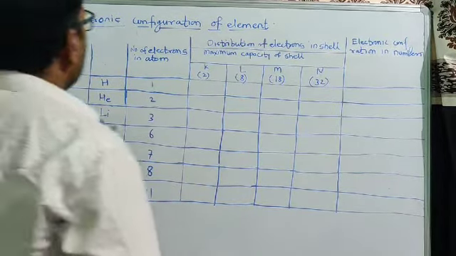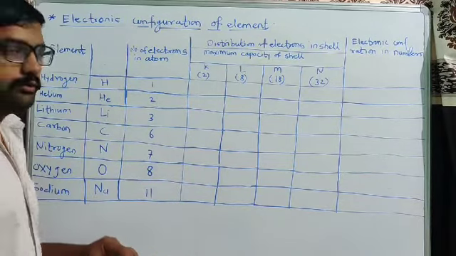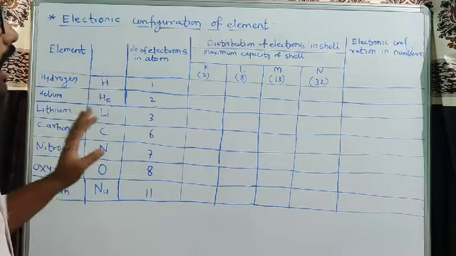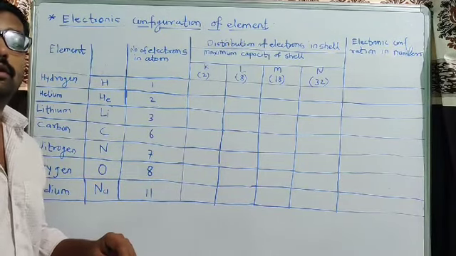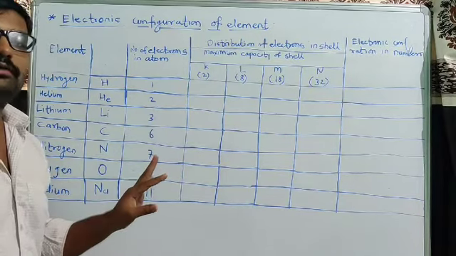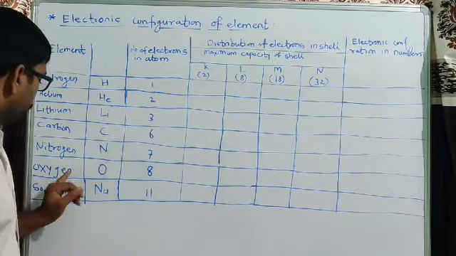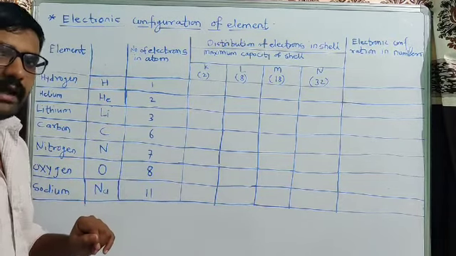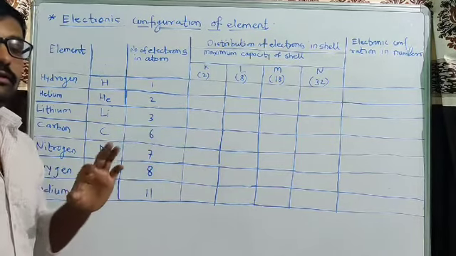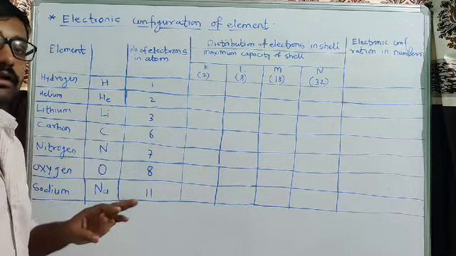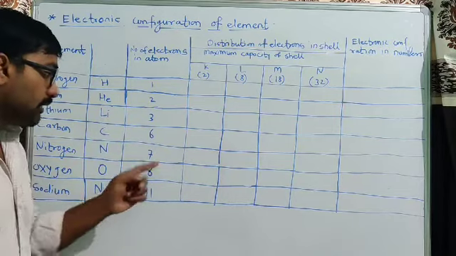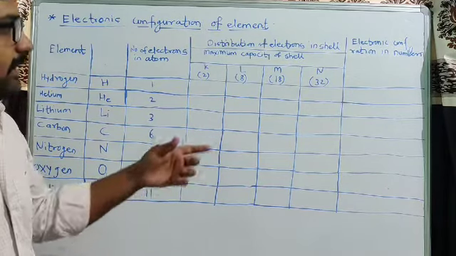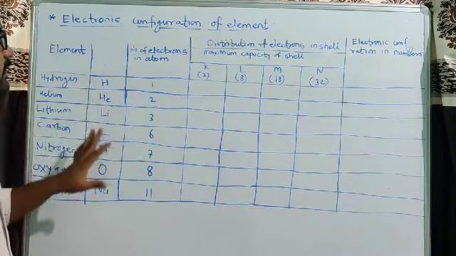Now we have to see one chart that is given in our book, the electronic configuration of certain elements. How do we write the electronic configuration of an element? Generally, the question asked in the examination gives you one element, suppose oxygen, whose electron number is 8, and asks you to write the electronic configuration of oxygen. How we write that, I will tell you. But first look at the chart.